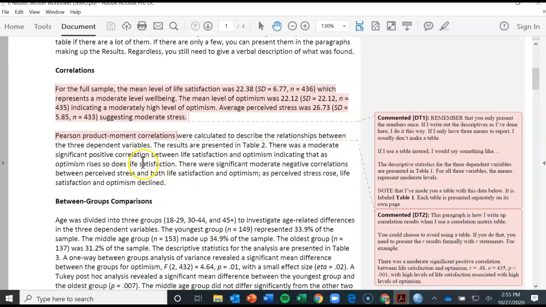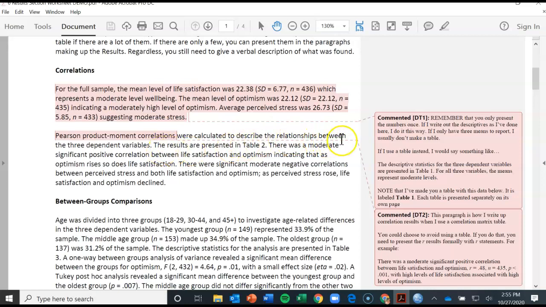Now, if I wanted to write up the Pearson product moment correlations using a table, using a correlation matrix table, and I would highly recommend that you do a correlation matrix table, although you do not have to. This first paragraph is only the descriptives. This paragraph is for the correlation results. So here's a paragraph that I wrote. Pearson product moment correlations were calculated to describe the relationships. Notice that I don't say anything like effect of, because that's inappropriate for a correlation.